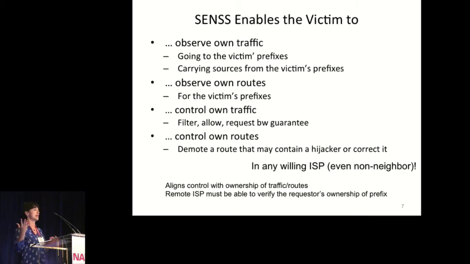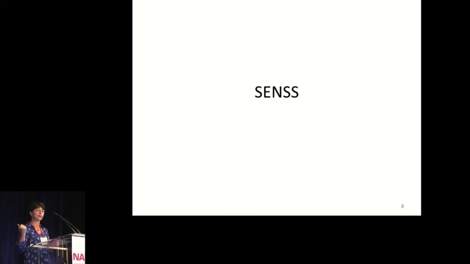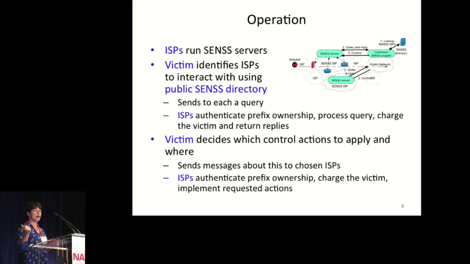You can think of SENSS as enabling a distributed firewall where the victim can filter or allow traffic to its prefixes, but these rules are installed in remote networks. It could observe its own routes, so routes to its own prefixes from remote networks, and it could control these routes by demoting some routes that have the attacker segment or asking for the route to be corrected by replacing some segment of the AS path with a different segment. So now I'll tell you more details about how SENSS works.